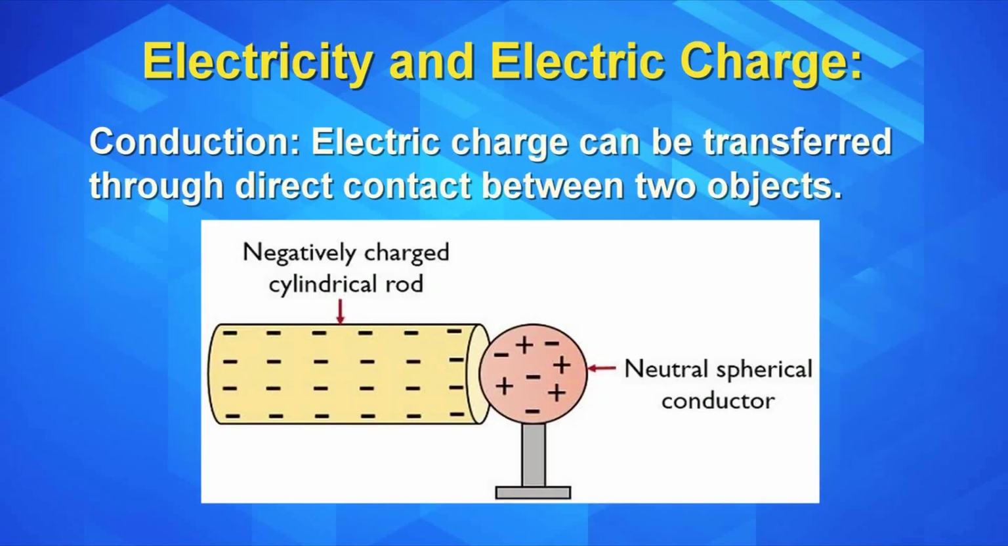Next is conduction. Electric charge can also be transferred through direct contact between two objects. If a charged object comes into contact with a neutral object, some of the charges can be transferred, resulting in both objects acquiring the same charge. For example, touching a negatively charged object to a neutral metal object can transfer electrons and charge the metal object.